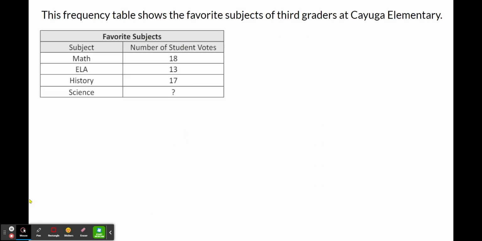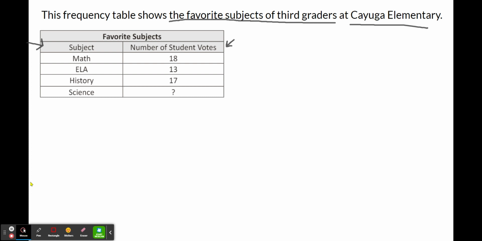All right, let's take a look at this table. Over here we have a frequency table. We went over this before, and this frequency table represents the favorite subjects of third graders at Cayuga Elementary School. Here we have the subjects, and then the number of students whose favorite subject it is. For math, 18 students said that math was their favorite subject. ELA, 13 students. History, 17 students. And science, we're not sure.